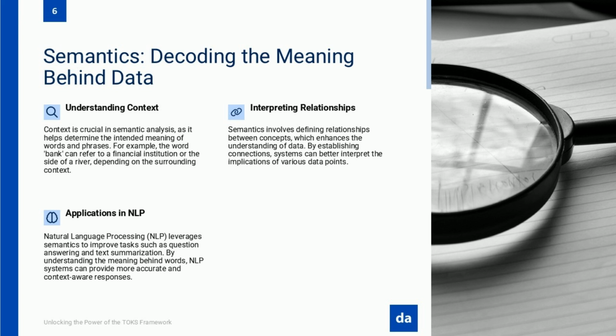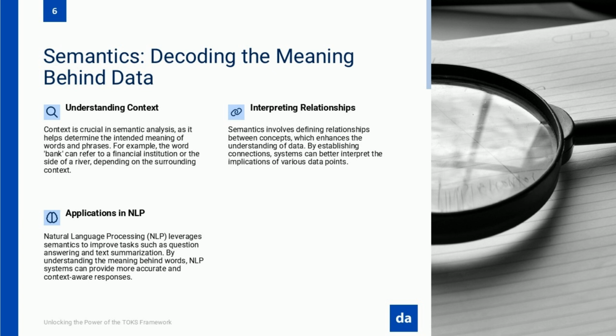This field is essential because it bridges the gap between human language and machine interpretation, allowing computers to grasp the subtleties and complexities of human communication. The importance of context in semantic understanding cannot be overstated. Consider the word bank. Without context, it's impossible to determine whether we're referring to a financial institution or the edge of a river. Semantic analysis takes into account the surrounding words, the overall topic, and even cultural references to accurately interpret the intended meaning.